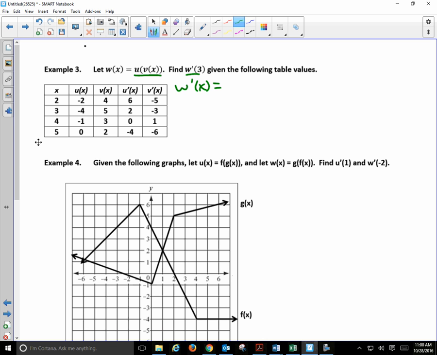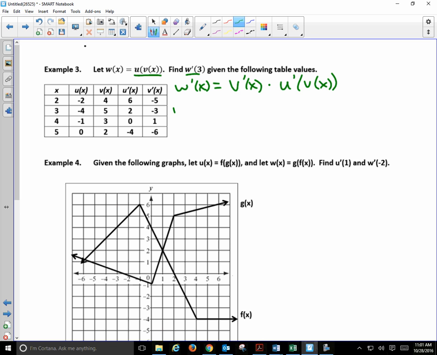Start by the derivative of the v prime of x times u prime of v of x. Remember, it's the derivative of the outside times the derivative of the inside, with the outside left alone. See that? So that's my derivative rule. After that, the problem isn't too bad.